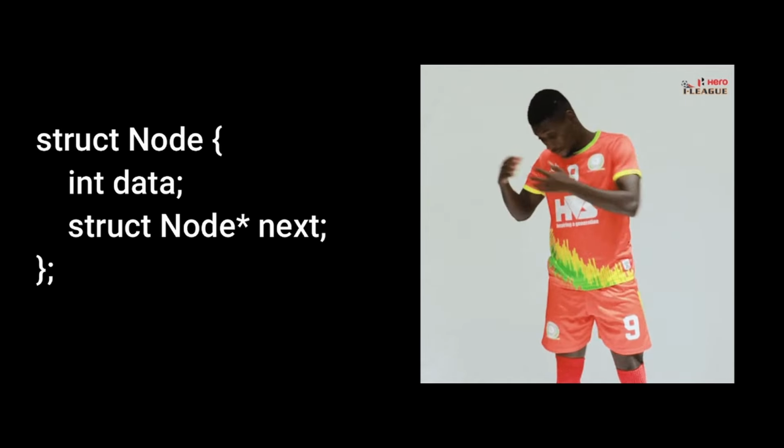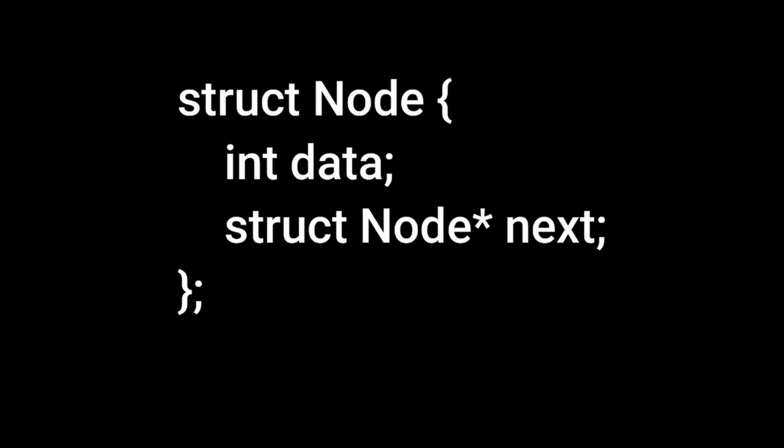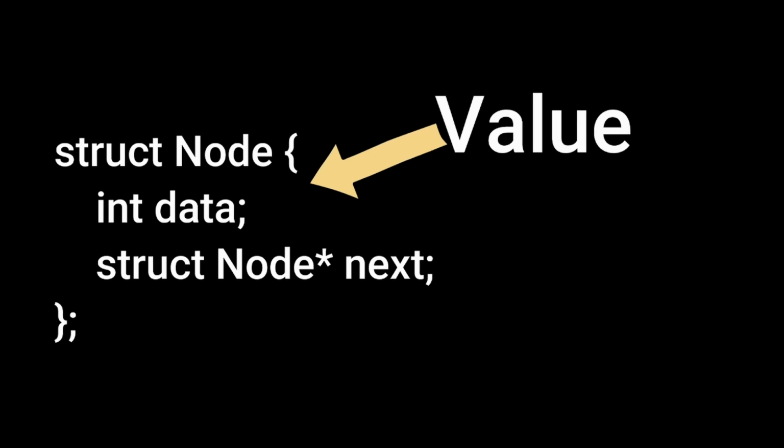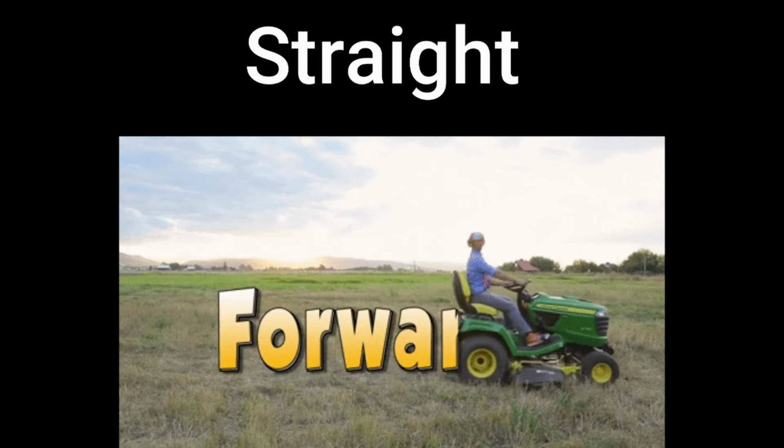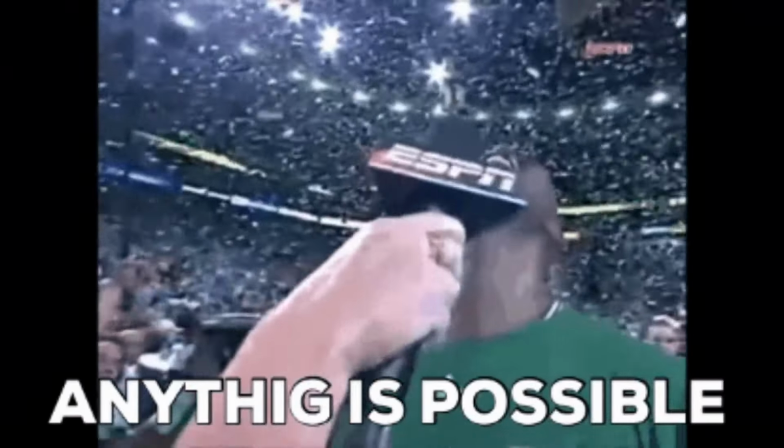Alright, here's what a node actually looks like in C. You've got something like this. The data is our value. The next is the address of the next node. Pretty straightforward, but this tiny thing is what makes the whole list possible.